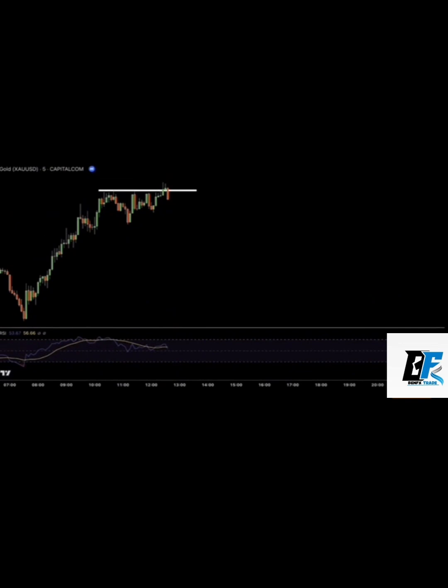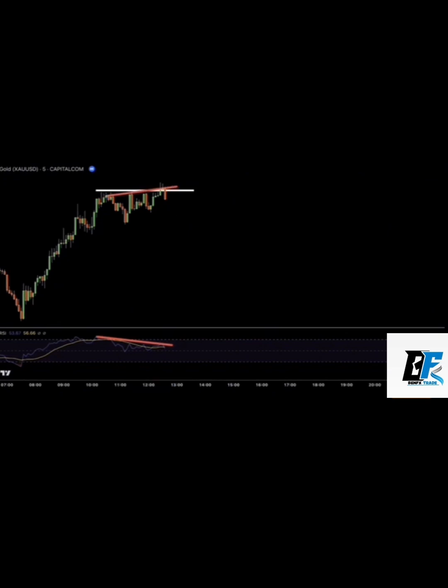Price approaches a clear resistance level, breaks just above it, then snaps back below. This is a textbook liquidity sweep. Smart money triggering breakout buys and stop losses before reversing direction. Now check the RSI. While price made a higher high, the RSI made a lower high. That's your bearish divergence. Momentum is fading even as price pushes up.